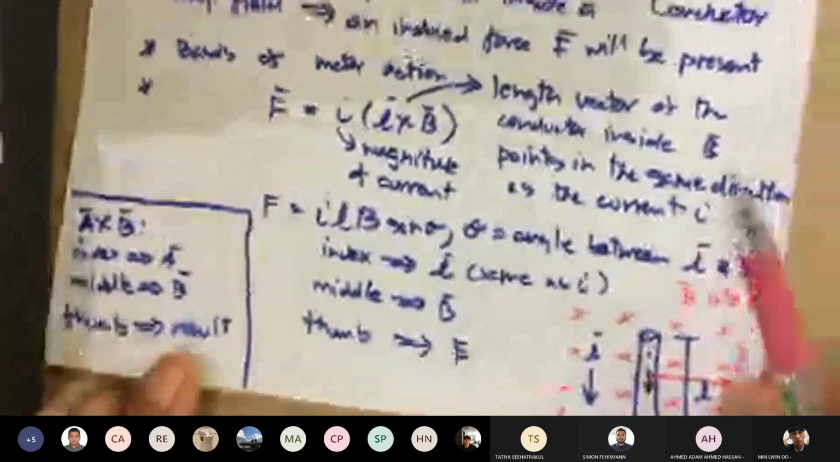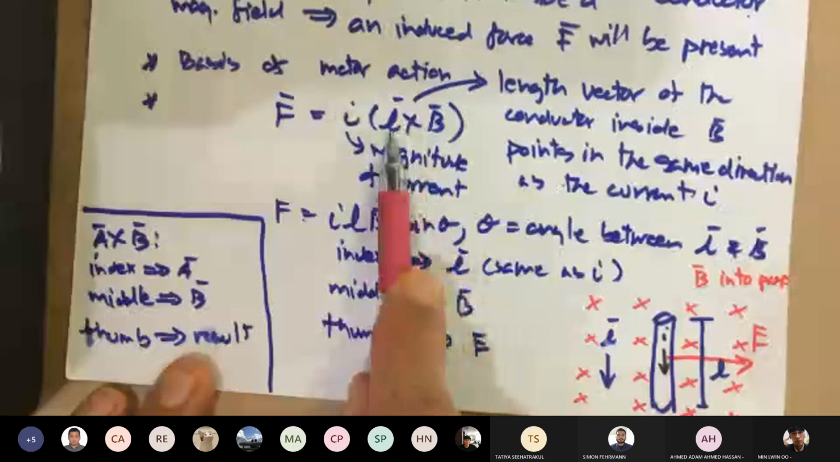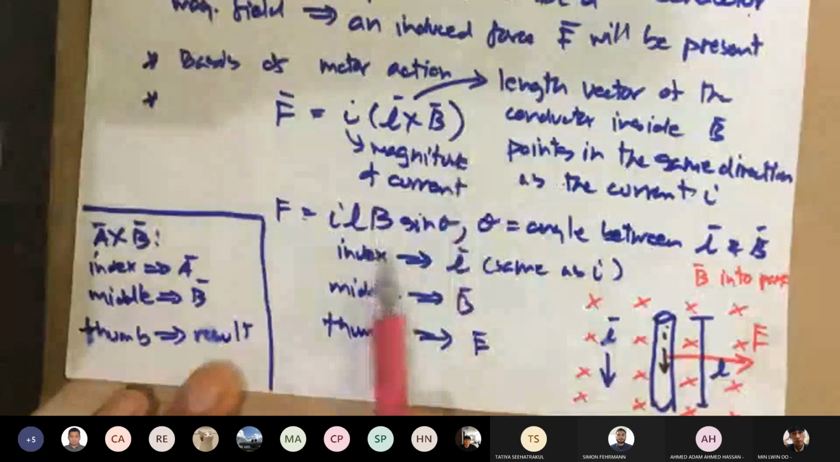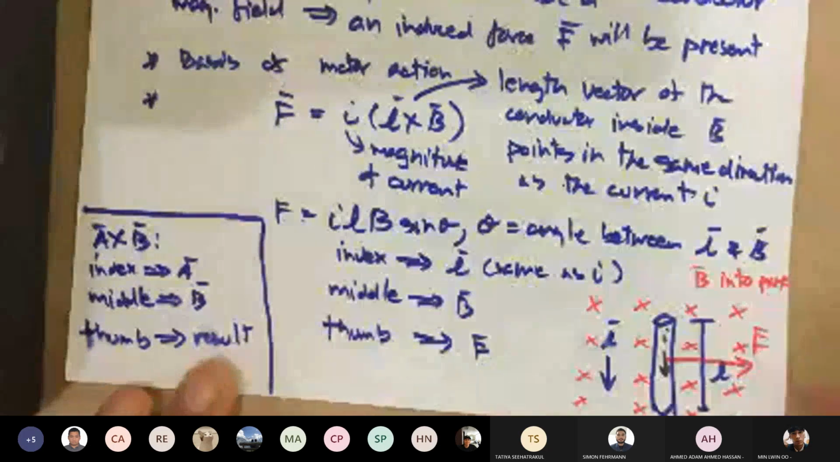Okay, and here if you look at the equation for the force, this is the first vector crossing with the second vector. So your index has to be vector L, which is the same as I. And this is how you get the force direction.